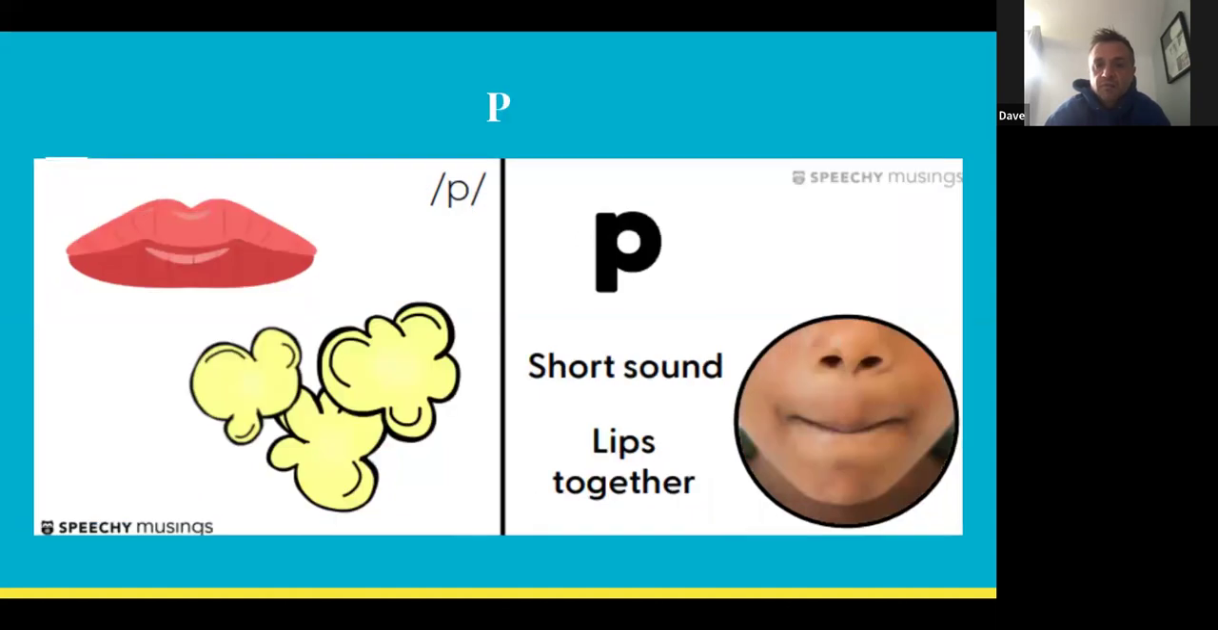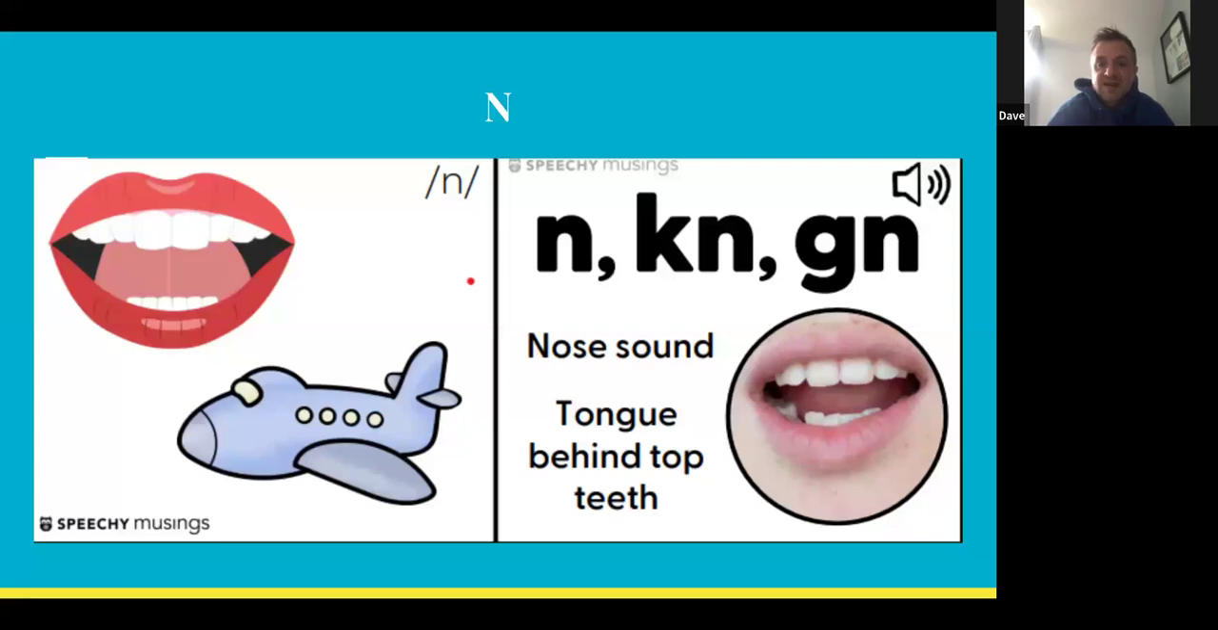All right, letter P. Okay. That's the sound. Okay. It's a puff of air. That's what that is. Okay. Now the N sound. Okay. So the N sound is the N.